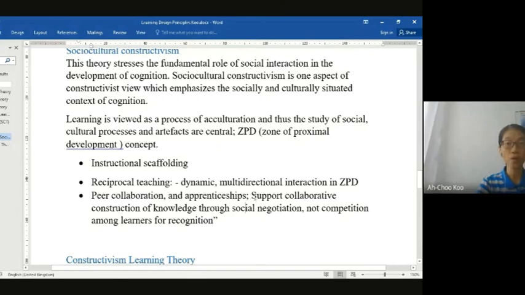And also, this theory supports collaborative construction of knowledge through social negotiations. So we emphasize a lot on social negotiations. We try not to use competition among learners for recognition.